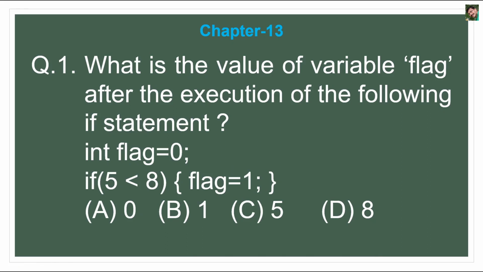Question number 1. For every question, wherever there is a program segment given, we will actually see it in C programming, then see the output and decide the correct answer. Question 1 is: what is the value of variable flag after the execution of the following if statement? There is a variable called flag of type integer, and then an if condition which says if 5 < 8, flag = 1. Very simple, but let us see how the answer is 1.